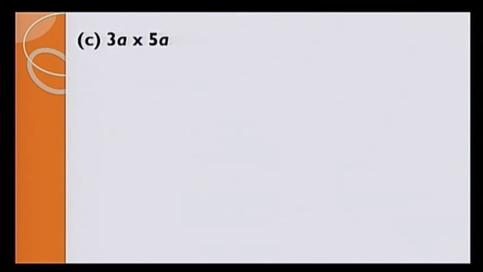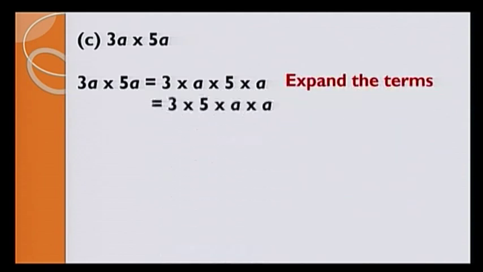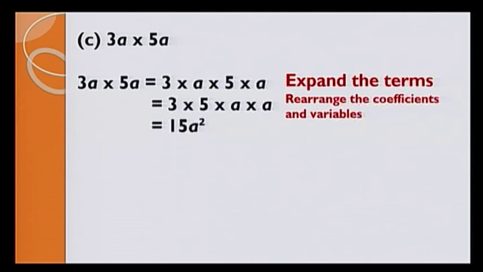Next part. 3A multiplied by 5A gives us 3 multiplied by A multiplied by 5 multiplied by A. What we have done here, we have expanded the terms. Next, we are going to rearrange the coefficients and the variables together. 3 multiplied by 5 multiplied by A multiplied by A. And then we simplify and the answer is 15A square.